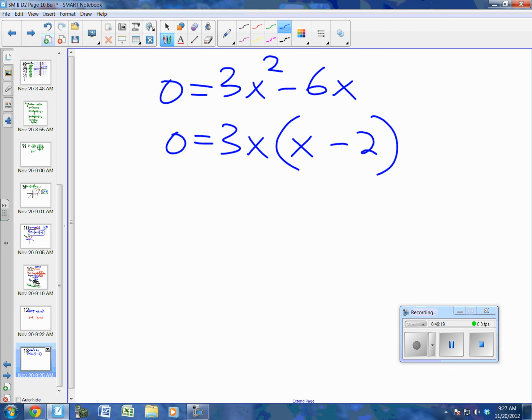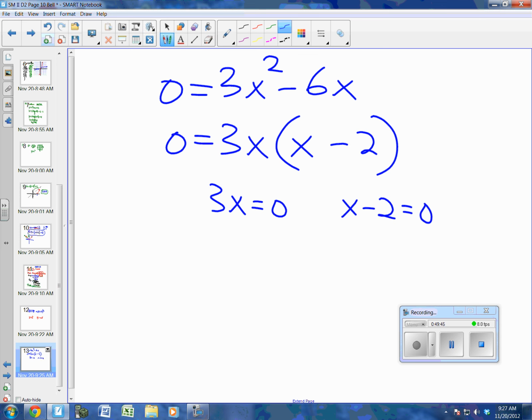Is 3x times negative 2 a negative 6x? Yeah? So I've factored it. Now, how's that going to help me find the zeros? Instead of having two binomials, what do I have? A monomial times a binomial, right? All I have to do is set each factor equal to 0. 3x equal to 0, x minus 2 equal to 0, and I got my answers.